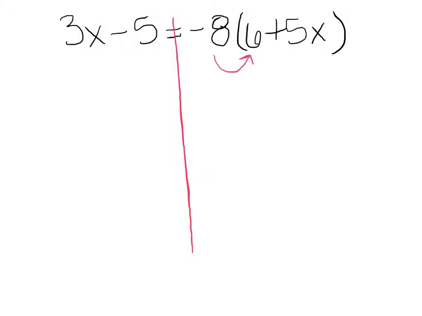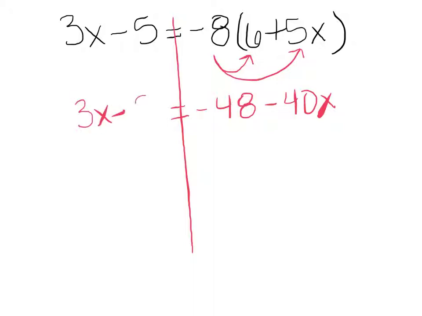Right in front of those parentheses is a negative 8. That's what needs to get distributed. So the first thing I need to do is negative 8 times 6. So when we do 8 times 6, it's 48. So negative 8 times 6 is negative 48. Negative 8 times 5 is negative 40. So we have negative 40x since it was 5x. On the other side, there's nothing to do, so they stay exactly the same.